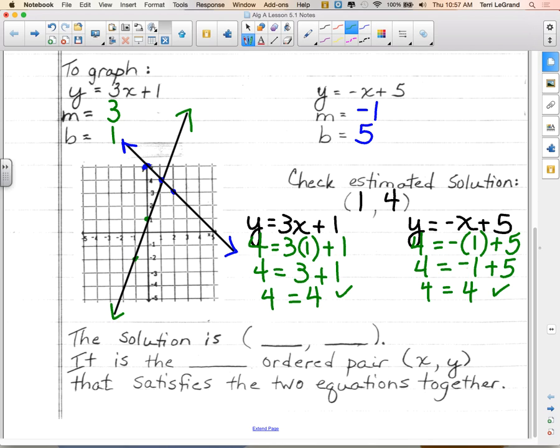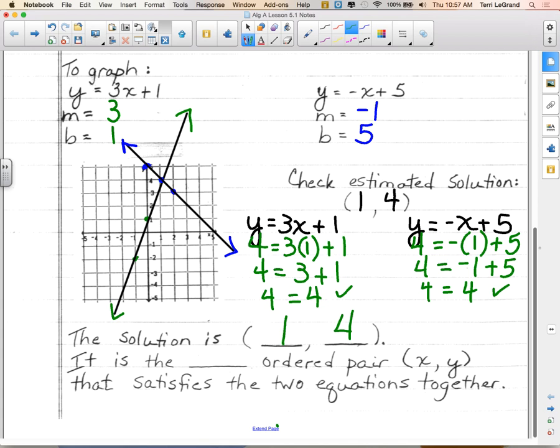It has to check out in both of them, or you don't have the right ordered pair, the right solution. So we now say, you know what? We're feeling pretty good about our answer. We checked it, so we're going to say the solution is, it's no longer estimated, the solution is ordered pair 1, 4.